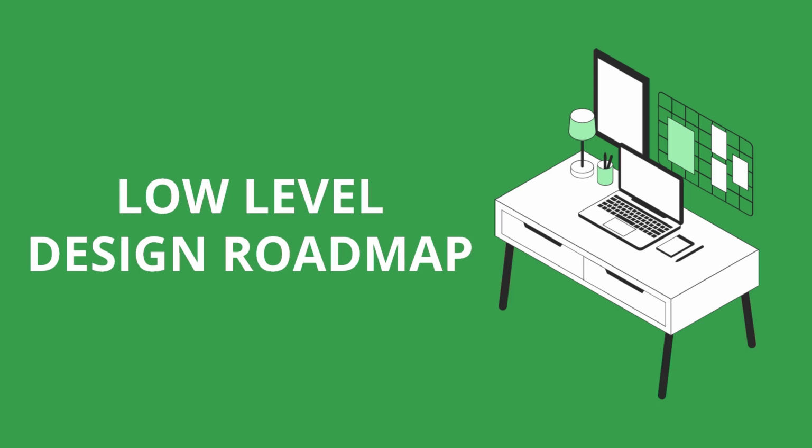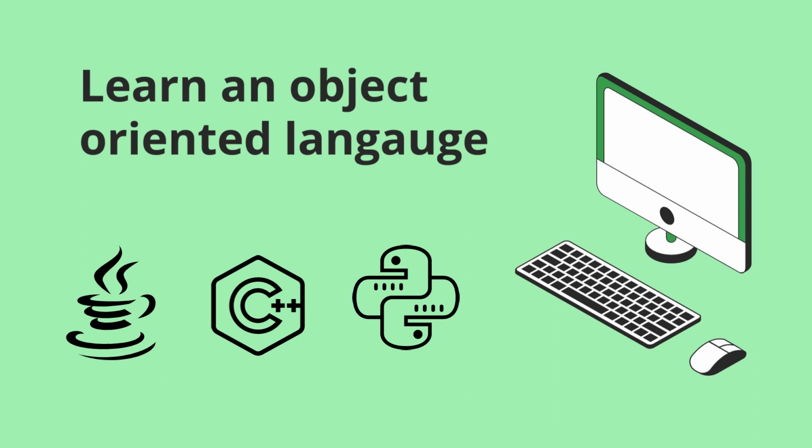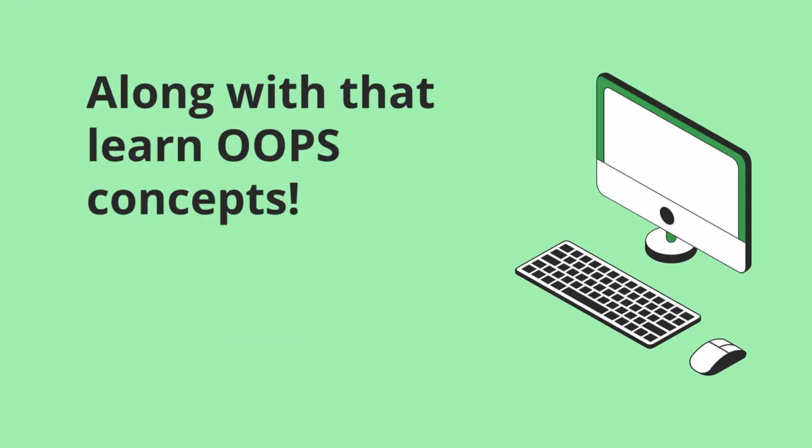In this video, I will tell you the roadmap or exactly what concepts are required to be good at low level designing. First one being, we need to be good at one of the object oriented programming languages. It could be either Java, C++, Python, or any language of your choice. And along with the language, we need to be good with the object oriented concepts like what are classes, what are objects, what are the four pillars of object oriented programming.